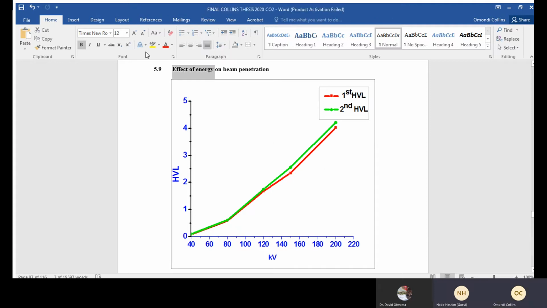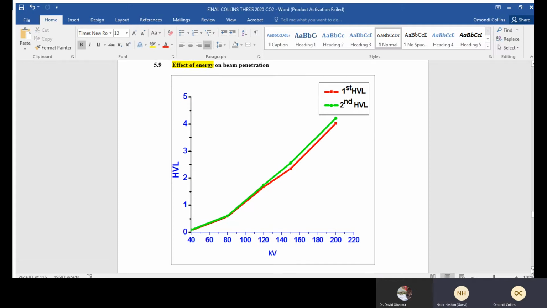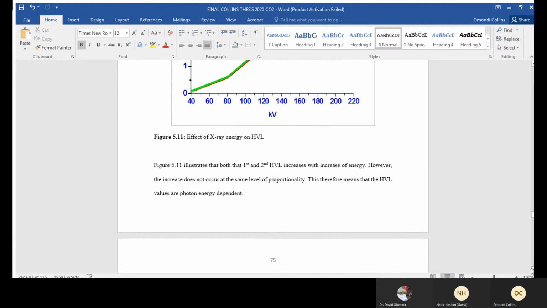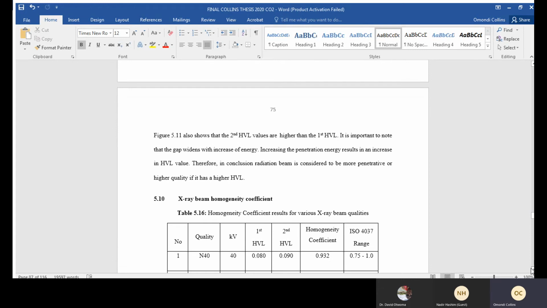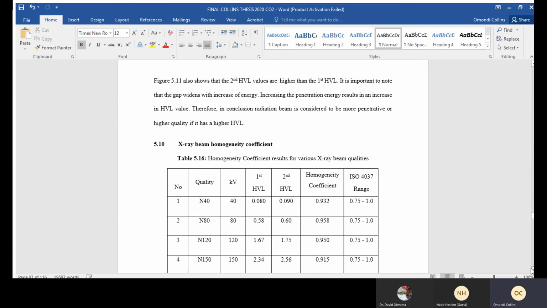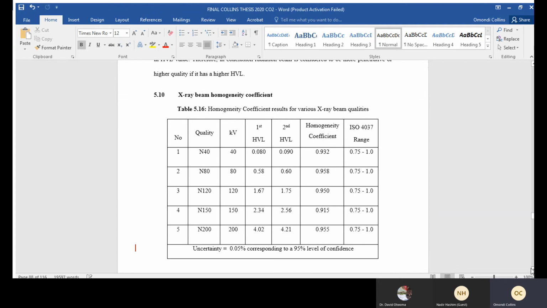Let me just mark it. So this is the second step. The first one is the half value layer. Now the homogeneity coefficient.